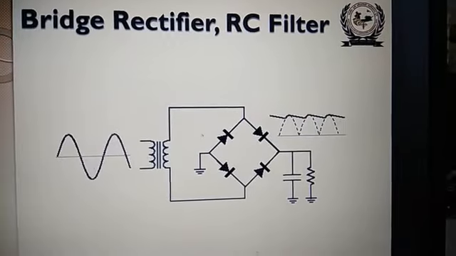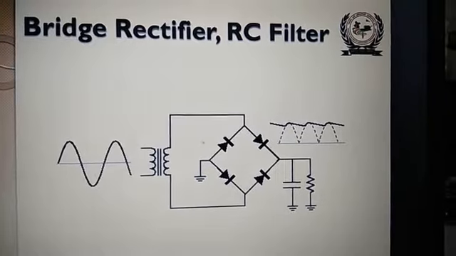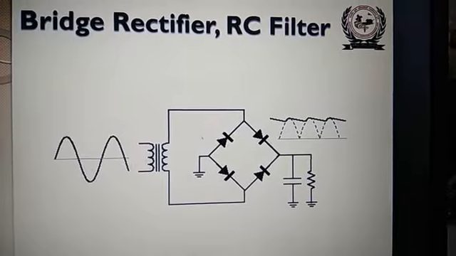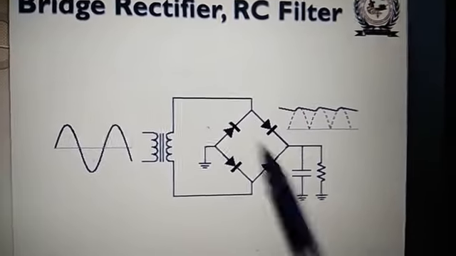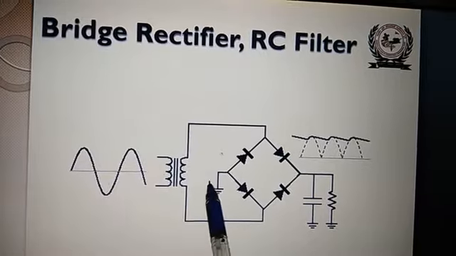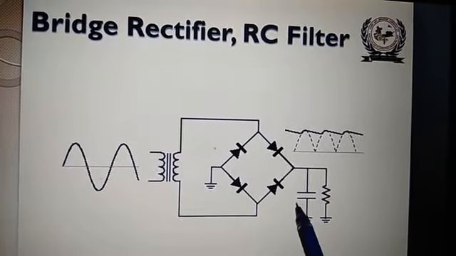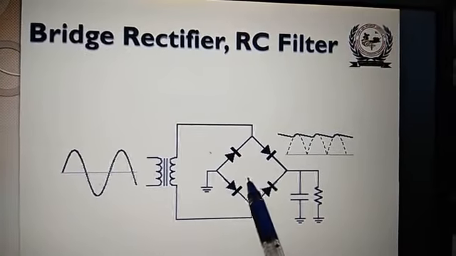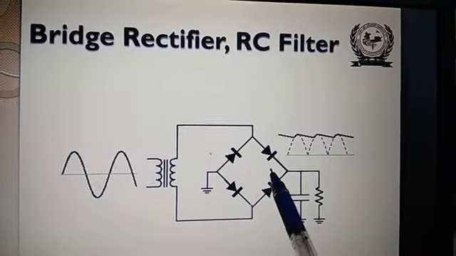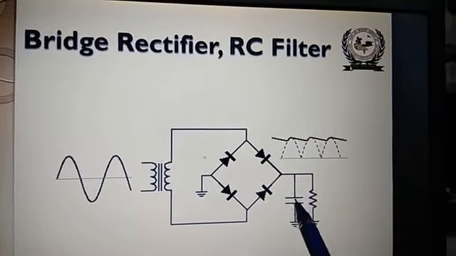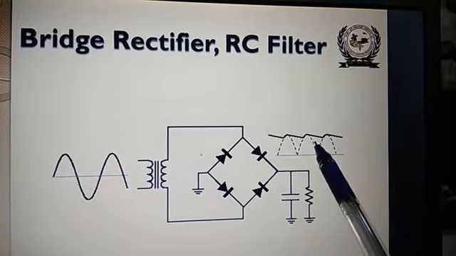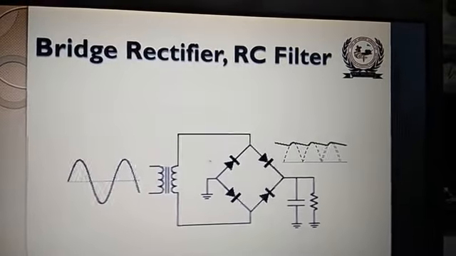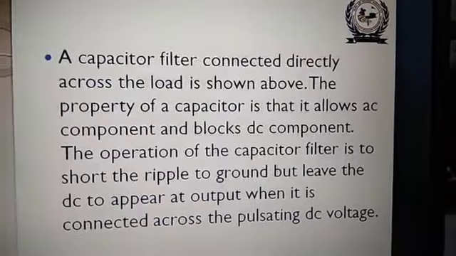Then the bridge rectifier, full wave rectifier with RC filter is shown here. Resistance and capacitor filter. This is the bridge rectifier, input, secondary of the transformer and capacitor, and this is the load resistance. These are the 4 diodes of the bridge, as we have already gone through the bridge rectifier in the previous videos. After this capacitor filter, you will get the output like this, shown in dark here. So this is the output of the bridge rectifier with capacitor filter.